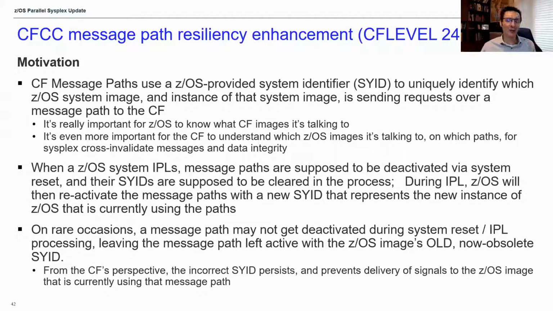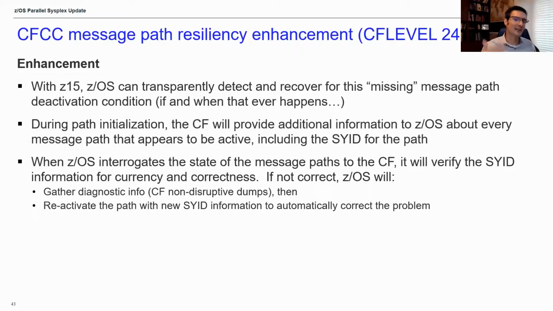But on rare occasions, that doesn't get done. And so from a CF perspective, an incorrect system identifier persists, and it prevents delivery of the messages on that particular message path. So on these rare failures, a system reset does not always clear this. And so with the z15, the bottom line is that there's additional information that's provided to z/OS.